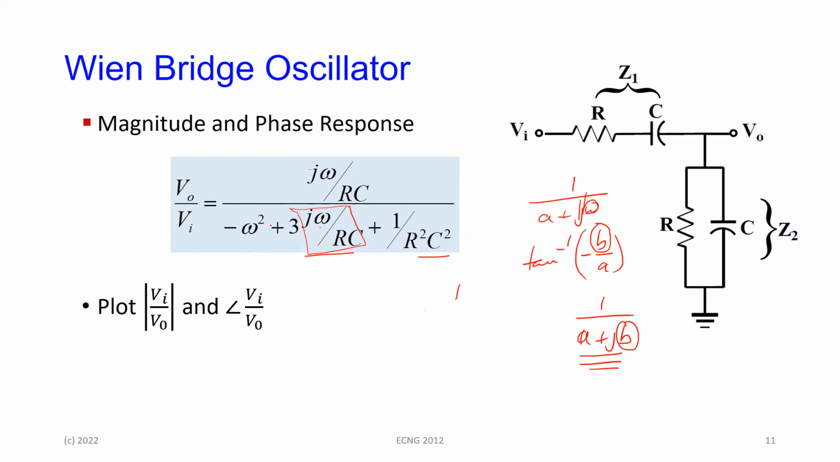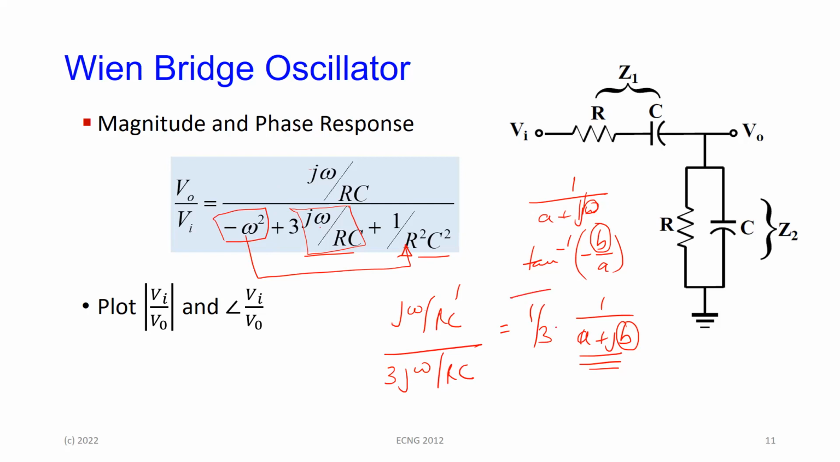But look at the funny thing here. If I were to find a way where this bit, the real part here, is equal to 0, then what I have is j omega over RC over 3j omega over RC, which is basically a third. The j omega parts cancel. Now this is a constant. This has 0 degrees phase shift.